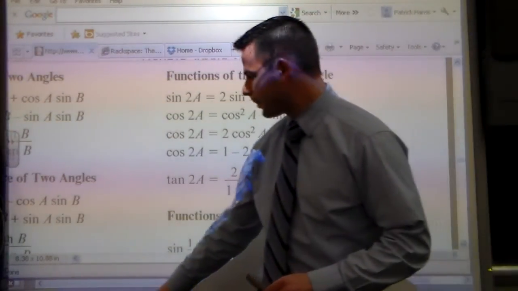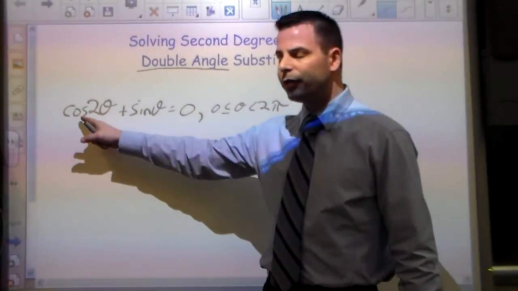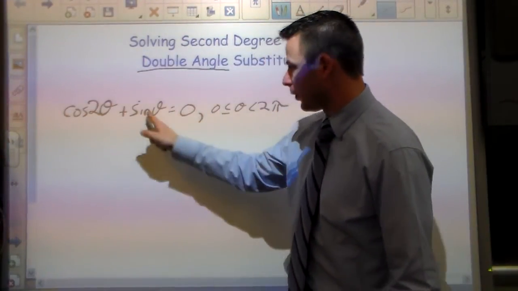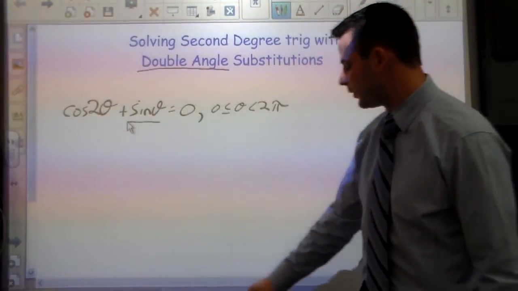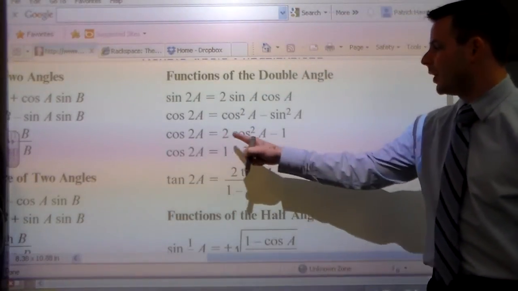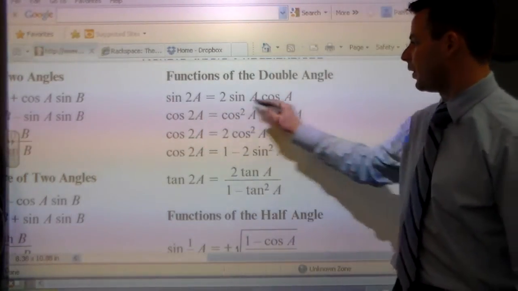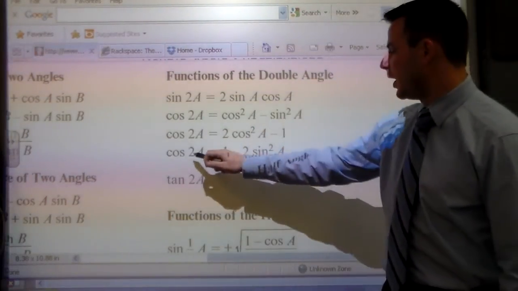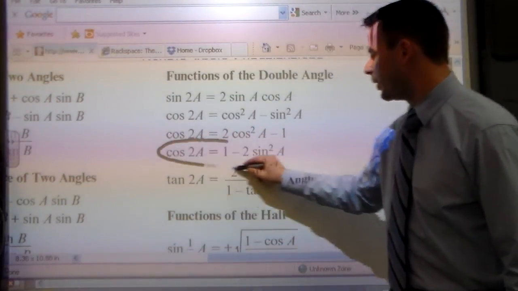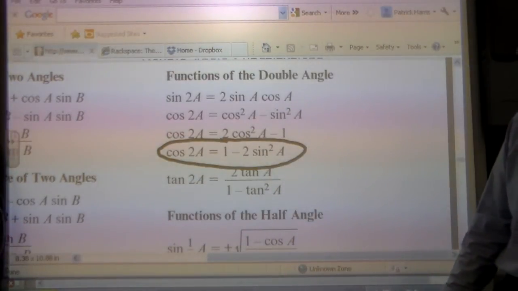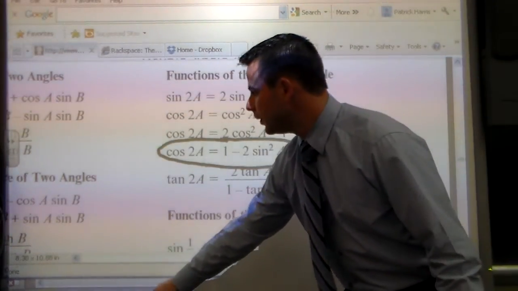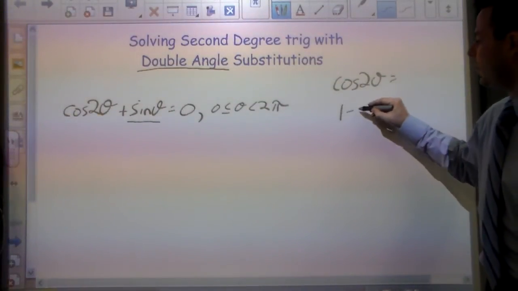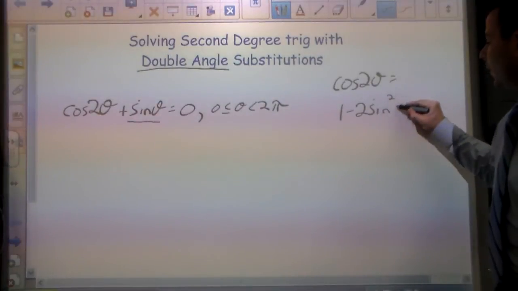So now what we'll do is take a look. There's a bunch of cosine double angle identities here. We want the one that contains only sine. That's our first degree term. This is what we want everything in terms of. Cosine has 3 substitutions here, so which one do we use? Well, that one's got cosine and sine. This one's got only cosine, and this one's got only sine. So that's the one we're going to use right here: 1 minus 2 sine squared. So cosine of 2 theta is equal to 1 minus 2 sine squared theta.